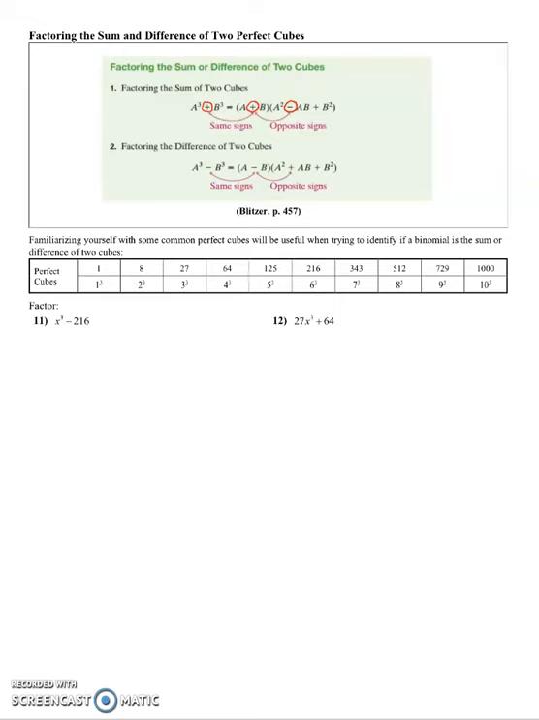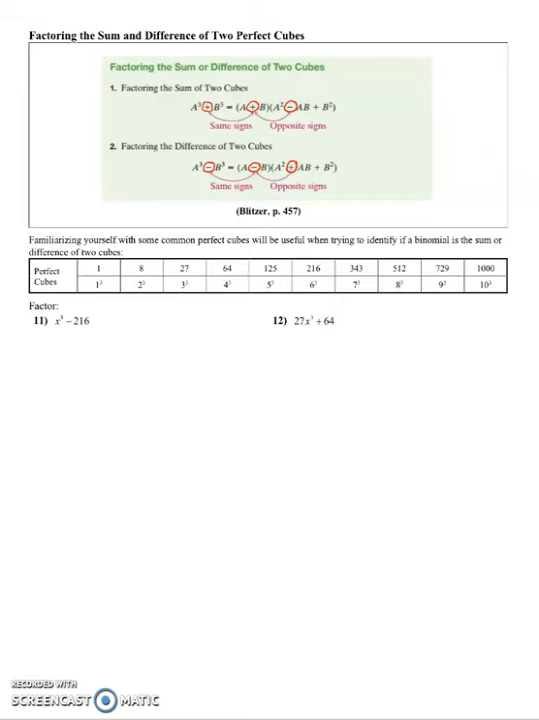So factoring the difference of two cubes, if we have a cubed minus b cubed, that factors into quantity a minus b times the quantity a squared plus ab plus b squared. So if you notice in this one, the sign in our difference that we start with is the same as the sign in between the terms in the first factor, and the opposite sign between the first and second terms in the second factor.